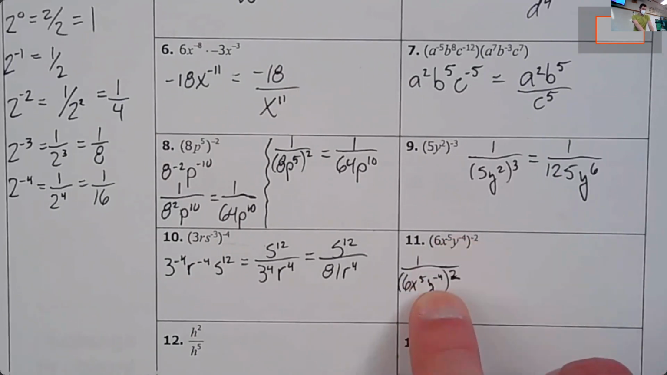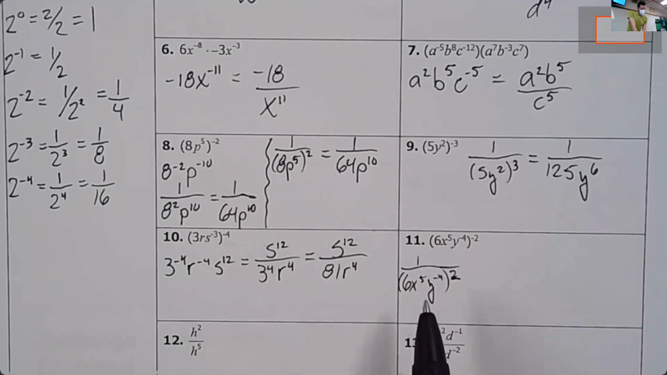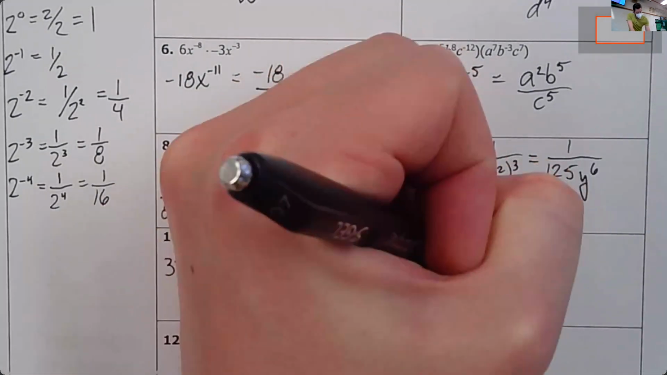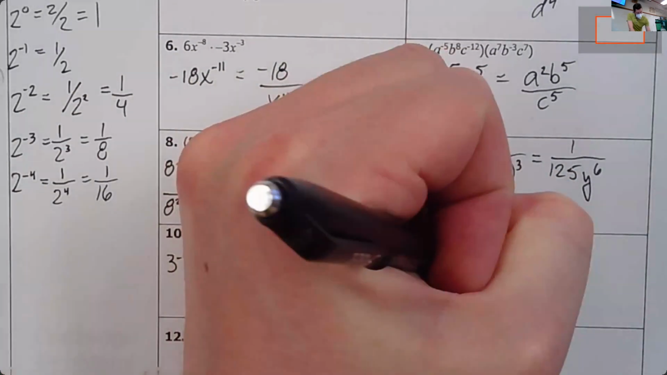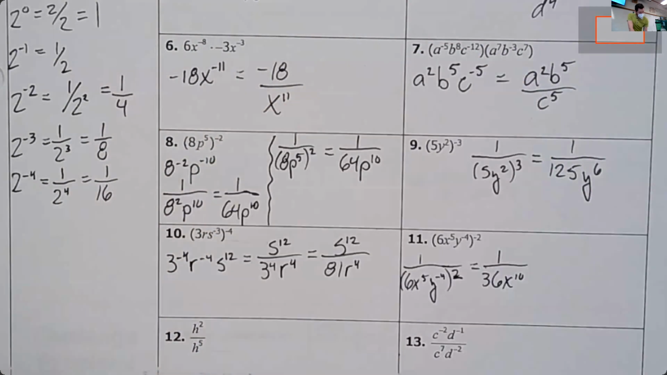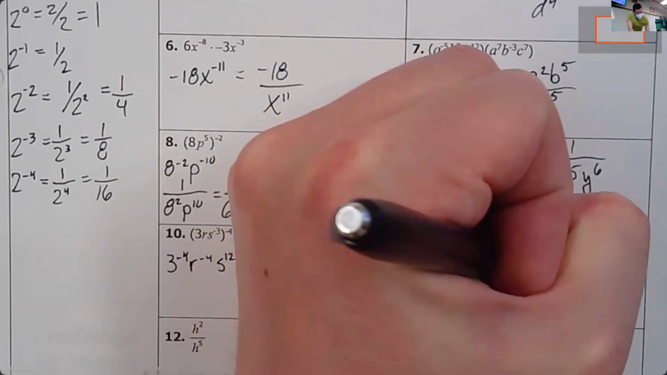X to the 5th stays x to the 5th. Y to the negative 4 stays y to the negative 4. And so we can apply that exponent of 2 to everything on the denominator. So that would be 1 over 6 squared is 36. 5 times 2 is x to the 10th. And y to the negative 4 to the 2nd, negative 4 times 2 is negative 8. So that's y to the negative 8.